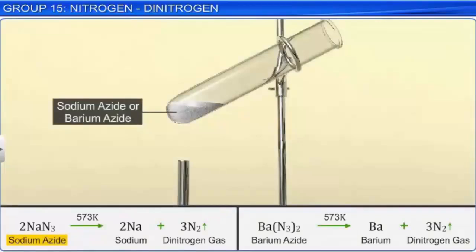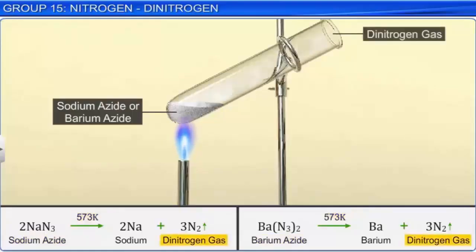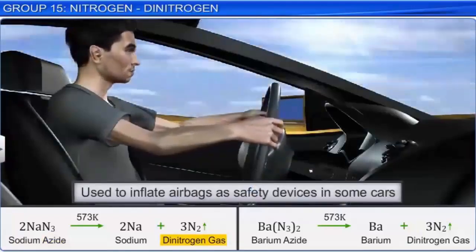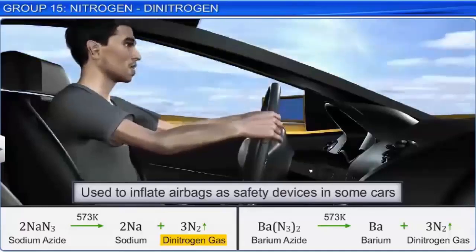Sodium azide or barium azide, when heated carefully to about 573 Kelvin, undergoes thermal decomposition to produce dinitrogen. The dinitrogen so produced is very pure. Have you ever heard this? Thermal decomposition of sodium azide, which generates dinitrogen, is used to inflate or fill airbags used as safety devices in some cars.